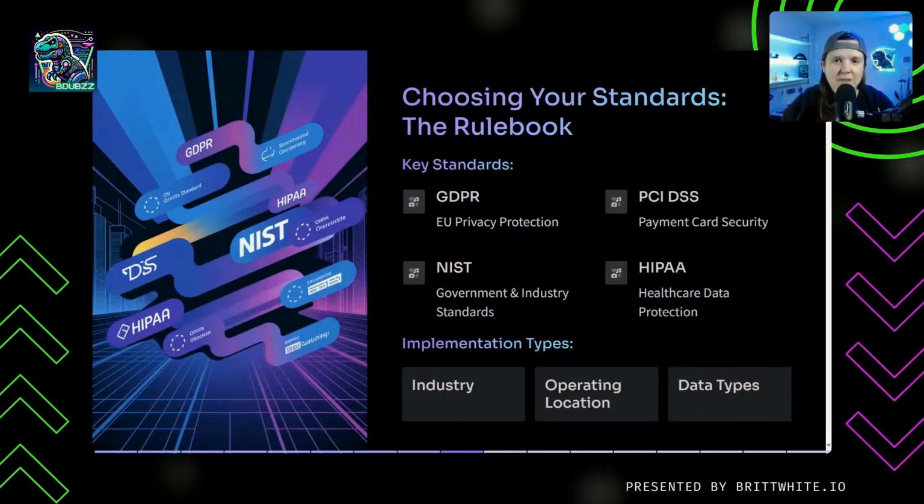And finally, we have to mention HIPAA, the Health Insurance Portability and Accountability Act. This is the set of standards that anyone in the healthcare industry in the US has to follow. Here's the key: you need to figure out which standards apply to your organization based on three main factors: your industry, where you operate, and what kind of data you handle. Then you build your security controls to match those requirements.